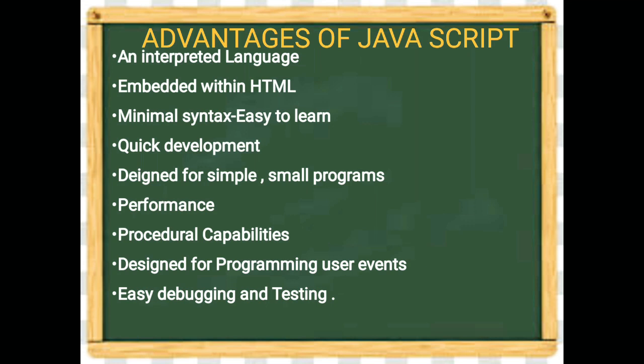Easy debugging and testing. Being an interpreter language, scripts in JavaScript are tested line by line, and the errors are also listed as they are encountered. That is, an appropriate error message along with the line number is listed for every error that is encountered.